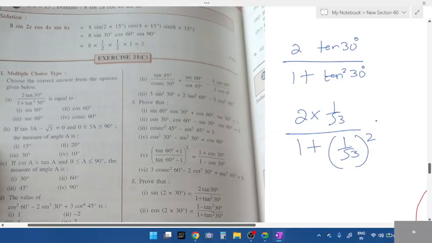Now, numerator, what do you get, Shasha? 2 divided by root 3. Denominator, 1 plus, when you remove the bracket, what do you get? 1 plus 1 by 3. So, 2 divided by root 3.